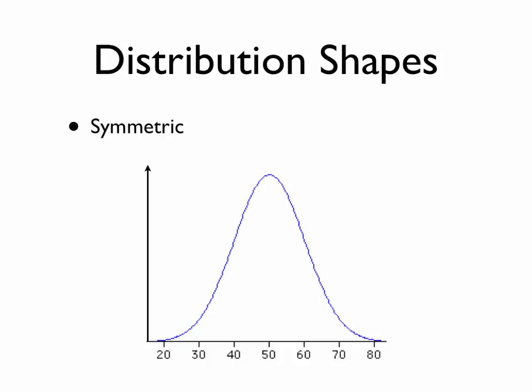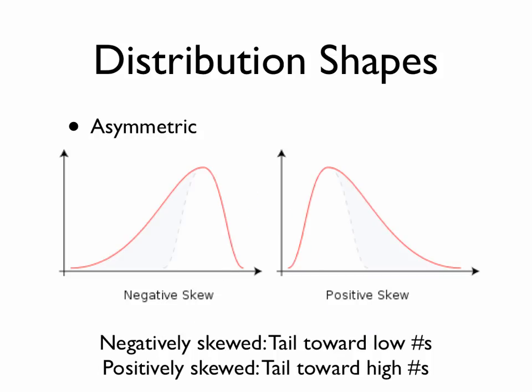Then we have asymmetric distributions. And these are called skewed distributions. So we have negative skewed distributions where the tail is toward the lower numbers, like you see on the left. So this long tail is happening at the lower end of the x-axis. Where there's positively skewed distributions, where the tail happens on the higher end of the x-axis.